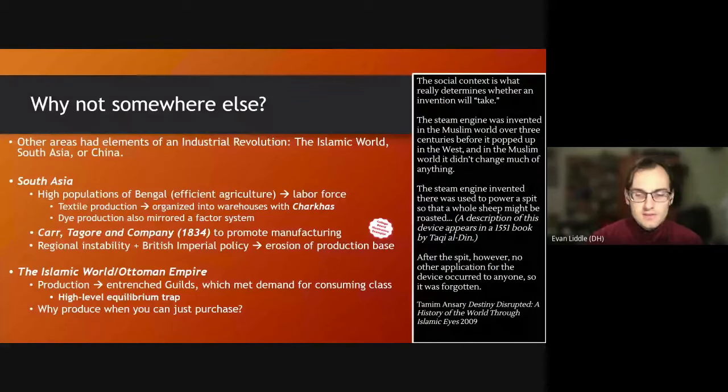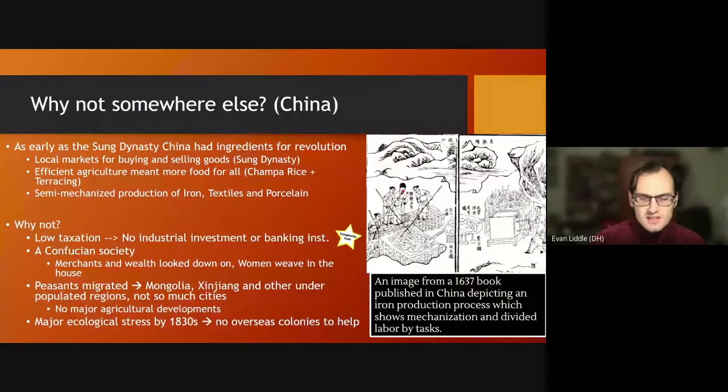And finally, there's the famous one of why not China? Why didn't China have an industrial revolution? And it seems obvious considering China's industrial might being on display and very obvious in the early years of the 21st century. This question is so perplexing, it actually has a name. It's called the Needham question, named after a professor of science named Joseph Needham, who wrote a book about why China did not undergo an industrial revolution.